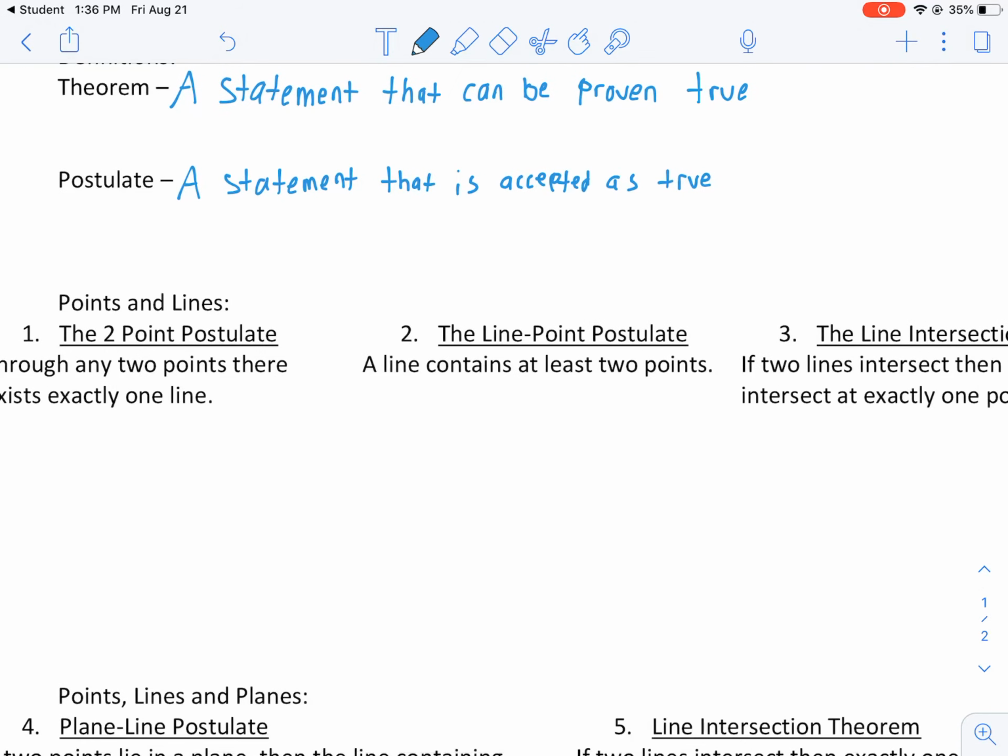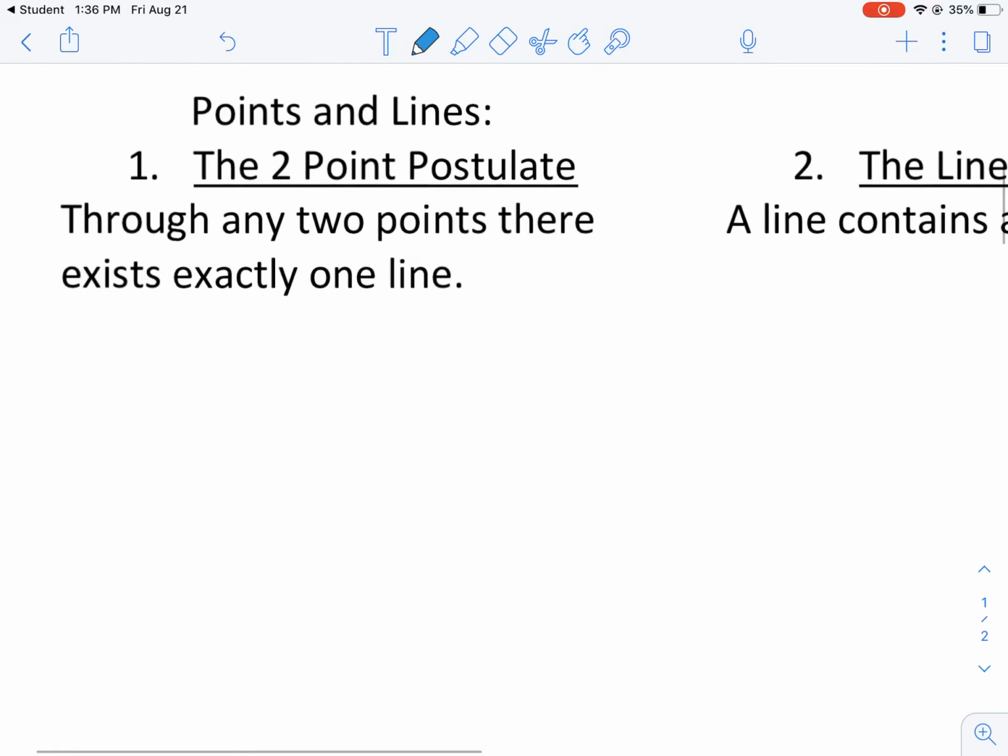So the first three that we're going to talk about only deal with points and lines. So we're not going to introduce planes yet. All right. So the first postulate we're going to talk about is called the 2-point postulate. It's not really necessary for you guys to know the names, okay? But it's necessary to have a general idea about these concepts. So the first one says, through any 2 points there exists exactly one line. And maybe this isn't immediately like, oh yeah, that's true. But if you think about it a little bit, this has to be true.